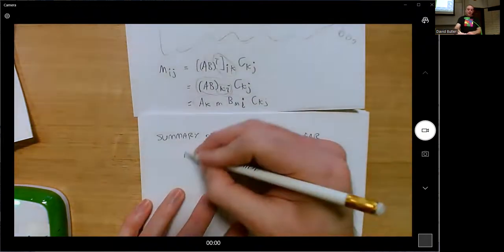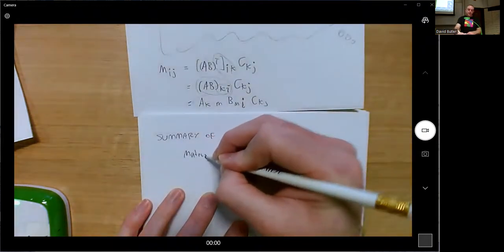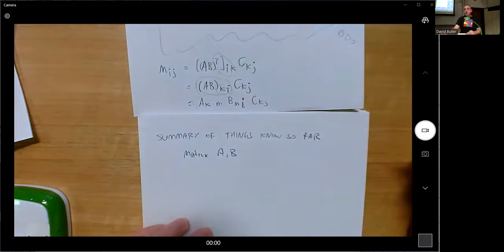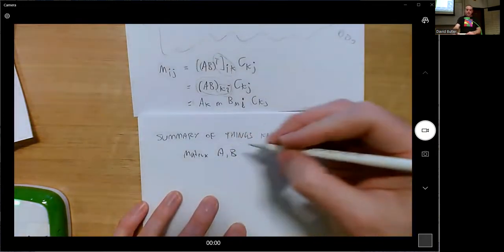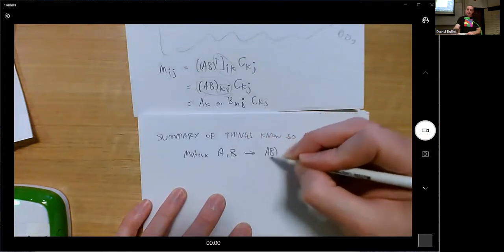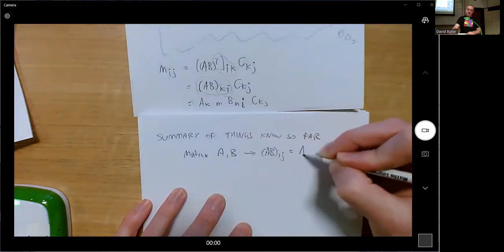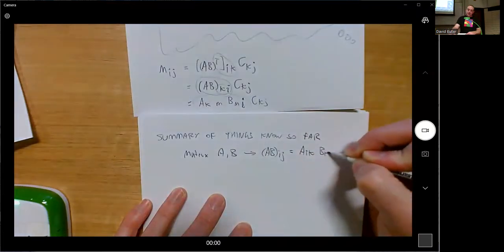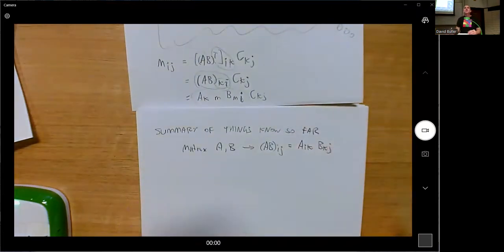But just as a summary of things we know so far, we know that for matrices A and B, the matrix AB, IJ, is AIK, BKJ. They are its entries. We know that so far.